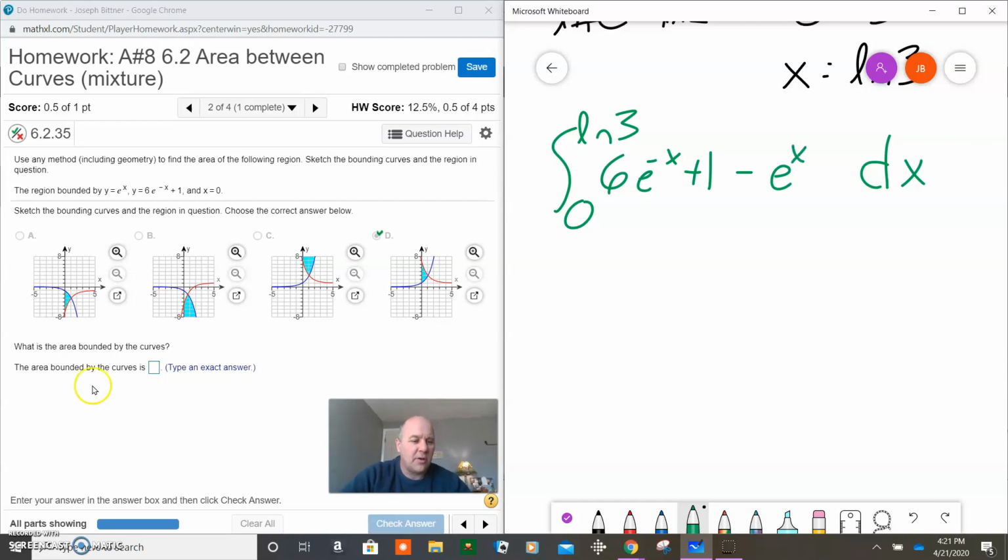And of course, MyMathLab wants the exact answer. So do take your time, be careful with this. So we're going to have to take the antiderivative.